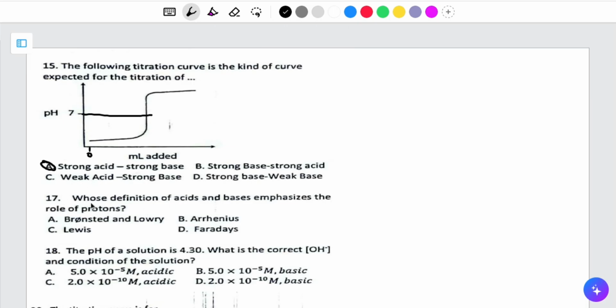Then this one, I think we talked about this one: whose definition of acid and base emphasizes the loss of protons.